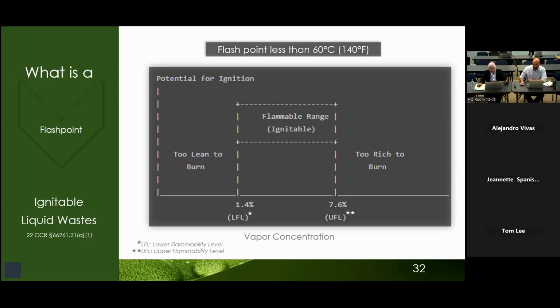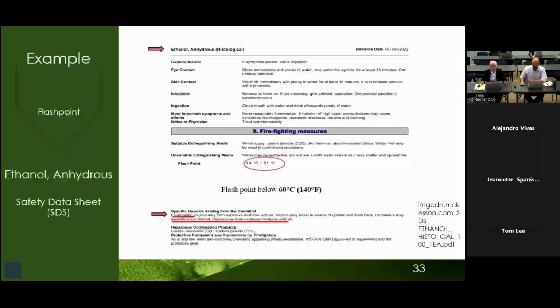Knowing these limits helps us handle ignitable waste safely. To make this clearer, let's look at an example using the safety data sheet, SDS, for a chemical called anhydrous ethanol. For those who might not know, an SDS is a standardized document packed with essential safety information about chemicals. It's like a guide that tells us how to safely handle, store, and use a chemical, as well as the risks we need to be aware of.